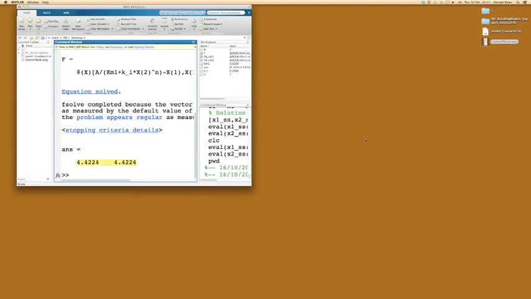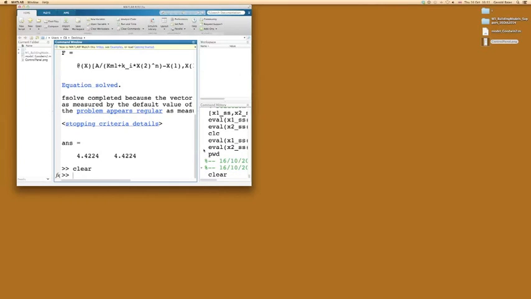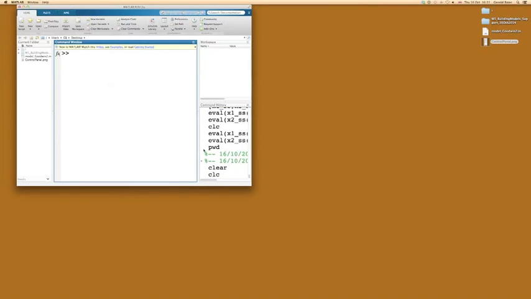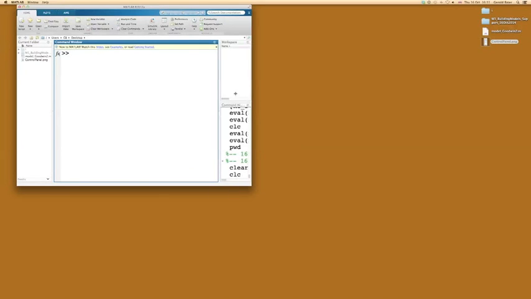Let's continue with a symbolic solution. This is something that some people have to get used to a little bit, and we start this by clearing our memory, our workspace, and by clearing what is written in the control window. Have it a little bit nicer.